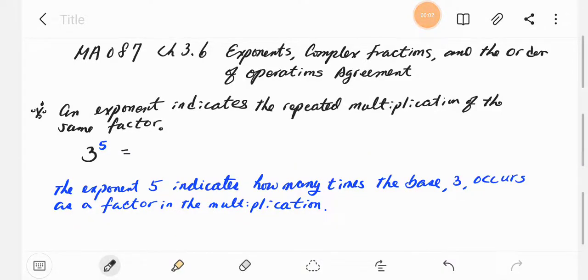Chapter 3.6 Exponents, Complex Fractions, and the Order of Operations Agreement. Okay, first of all, let's have exponential form.